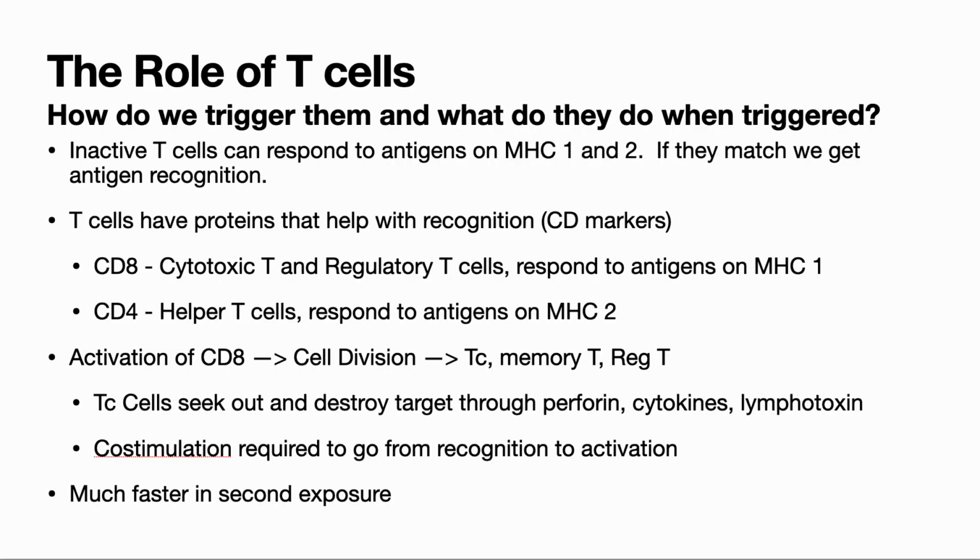So, what do T cells do, and how do we get them to do it? Most of your T cells are just inactive. They're just kind of hanging out, not doing a whole lot. Some T cells can respond to MHC1 presented antigens, and other T cells can only respond to MHC2 antigens. The key is that all T cells have little receptors on them, and those receptors vary across the T cells, and that little receptor needs to match the antigen that's being displayed either by MHC1 or MHC2.